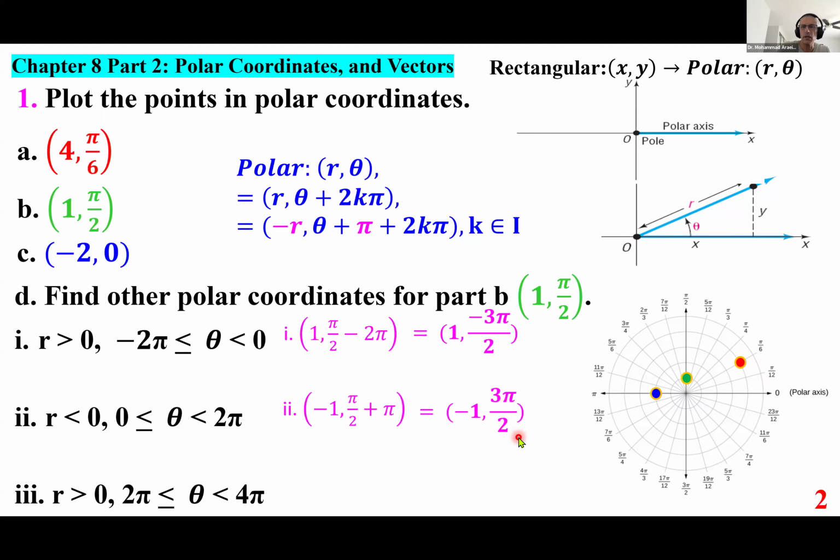Think about the concept. First of all, this is pi over 2. This is 3 pi over 2. So 3 pi over 2 right here. If it's 1, it's here, but negative 1 goes the other way, and it's the same as 1 comma pi over 2. Now, if you want it to be between 2 pi and 4 pi, all you have to do is go back to the original one. If I add 2 pi, that will do the job. It gives us 1 comma 5 pi over 2. So that's how the polar coordinates work.